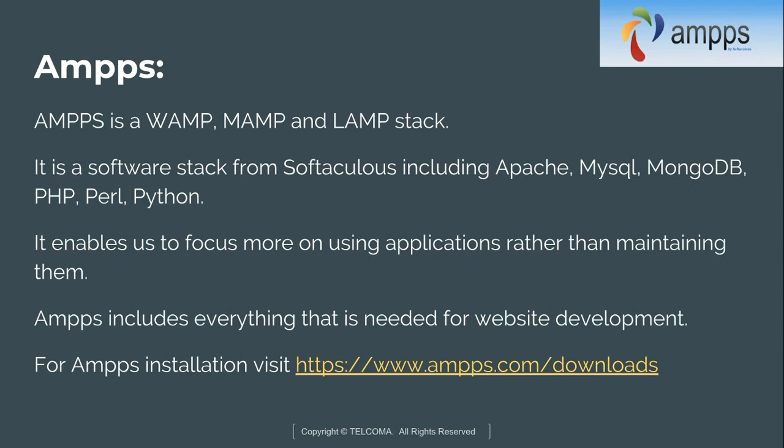So we don't need to install a separate server for each. If you want it for Windows, we would have to install another server, and for the Mac operating system, we would have to find another server. For that, here it is the combination of all. AMPPS includes everything that is needed for website development. It includes the Apache server, the database, the file management and the PHP interpreter. For AMPPS installation, you can visit the particular site that is given here.